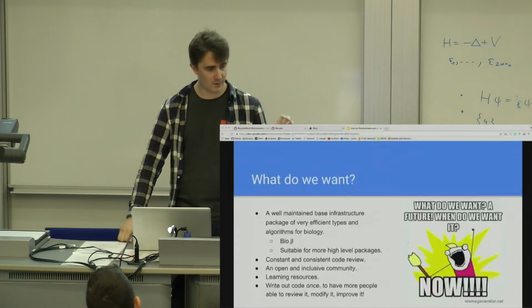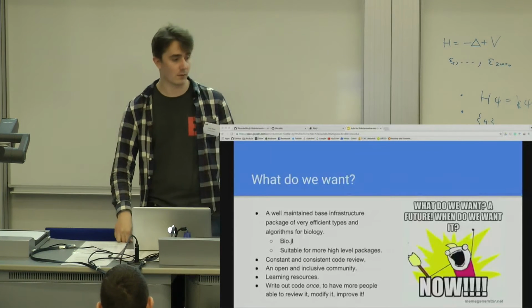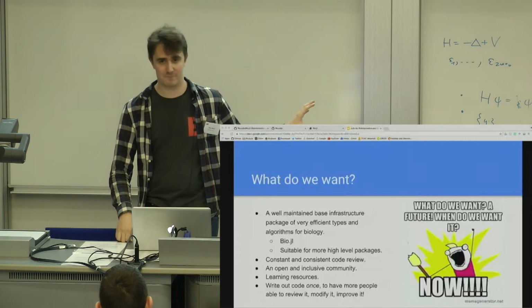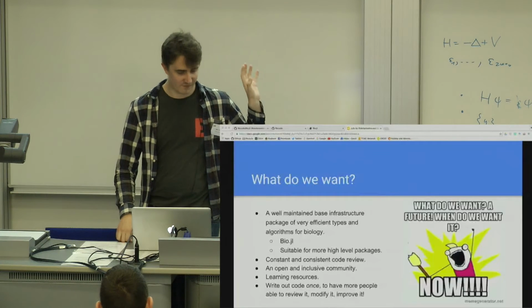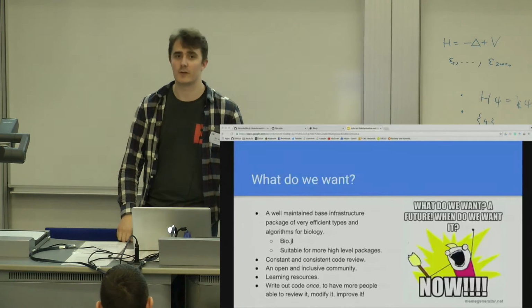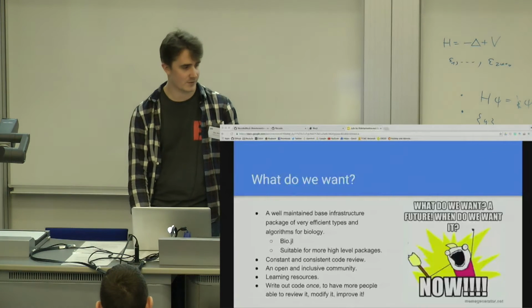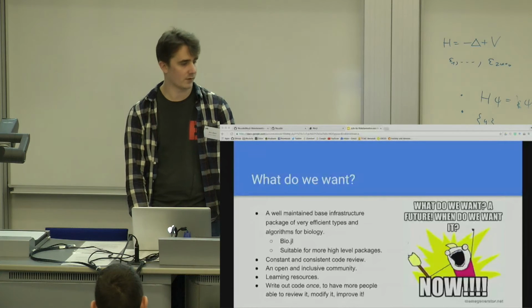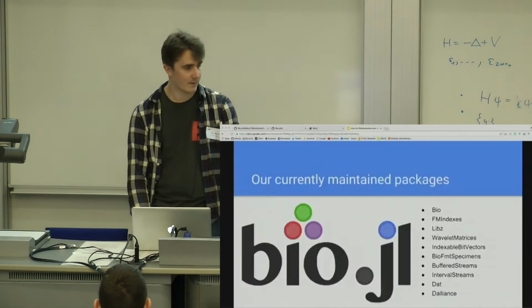We want constant and consistent code review in order to deal with the fact that most code is not reviewed in academic literature. We want resources, and we want to write our biology in code once and to have more people be able to modify it and review it.